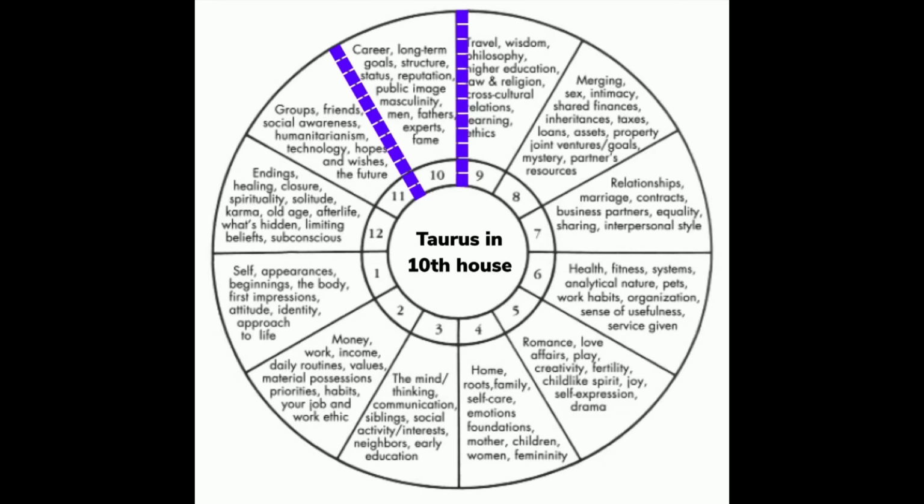Taurus is a fixed earth sign, and the 10th house is about career, legacy, the things that you will leave behind, what you will be known for, your public life, your public image as well. What are you known for, and what are you going to be known for once you leave this planet, once you leave this third dimensional world, right?